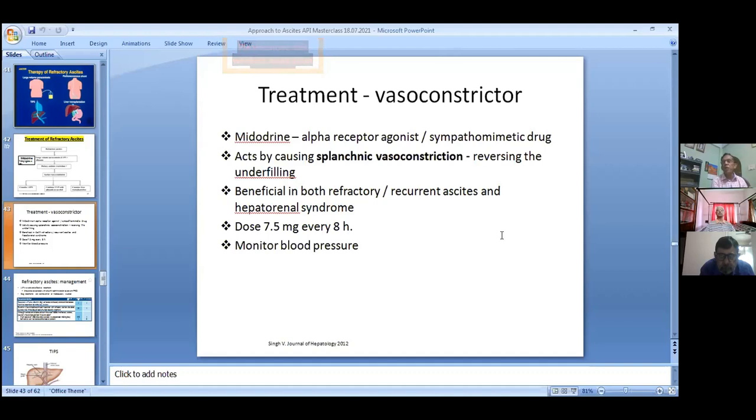So it is beneficial for both refractory or recurrent ascites, and it can even be given in hepatorenal syndrome. Usually it is titrated, started with 2.5 milligram thrice daily, and gradually the maximum dose is about 7.5 milligram every 8 hours. You should monitor the blood pressure because the blood pressure may be high. But otherwise it is a safe drug. It can be used in this group of patients with refractory ascites or hepatorenal syndrome.